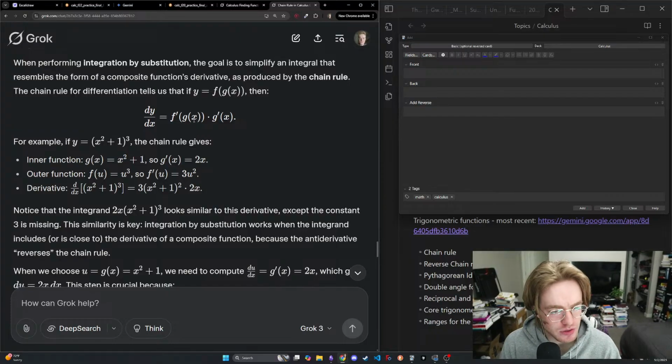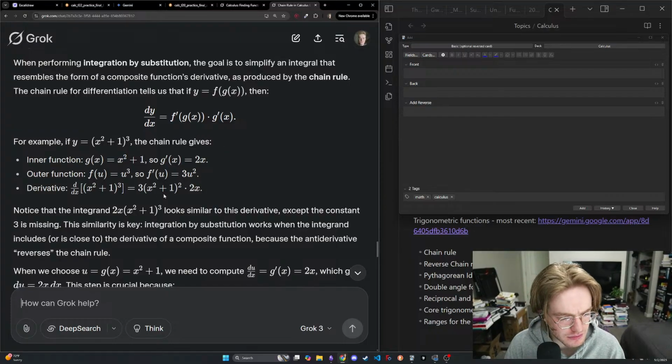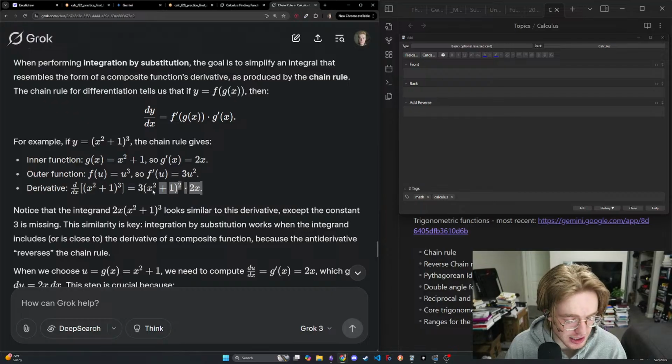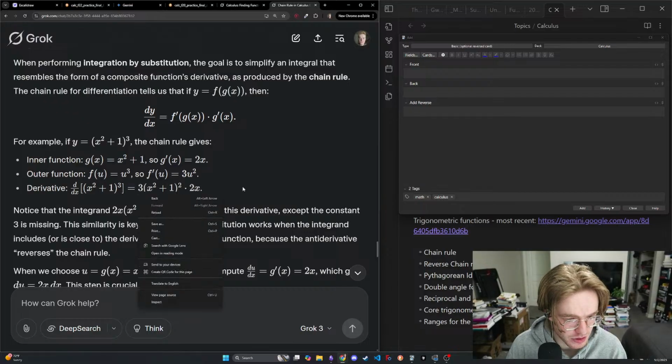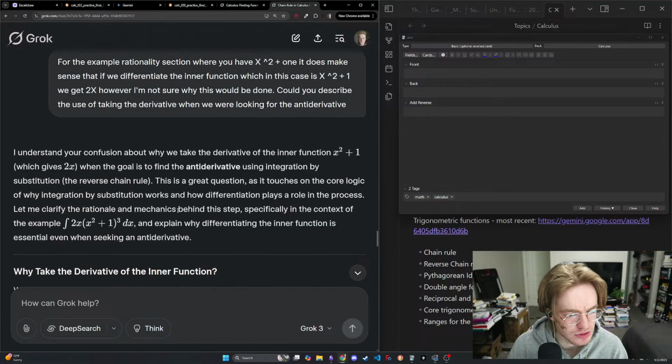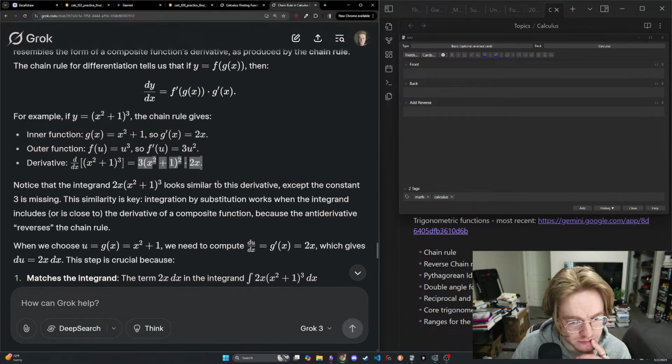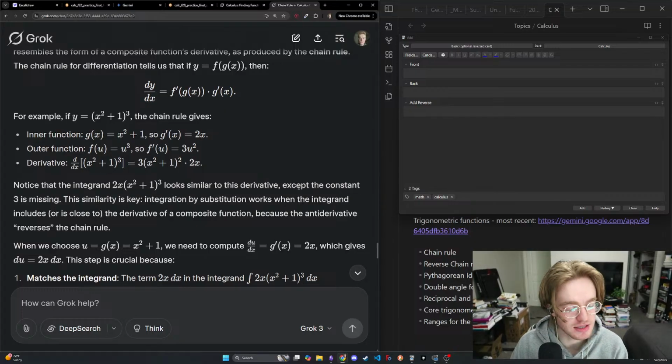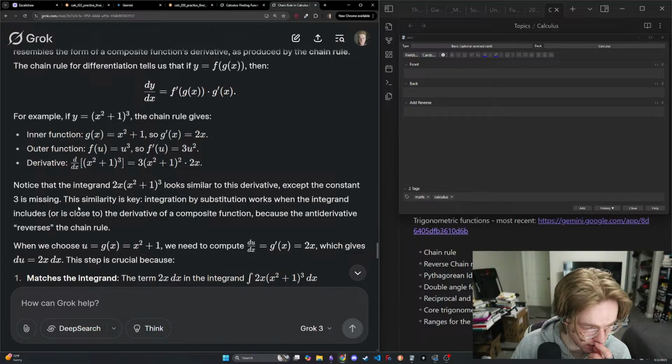Okay, so the chain rule is about equivalency here, right? And so it's reasonable that we can pull it out into this different form. Notice this integrand 2x, oh, okay, looks similar to this derivative, except the constant 3 is missing. Similarity is key. Integration by substitution works when the integrand includes or is closest to the derivative of a composite function, because the antiderivative reverses the chain rule.